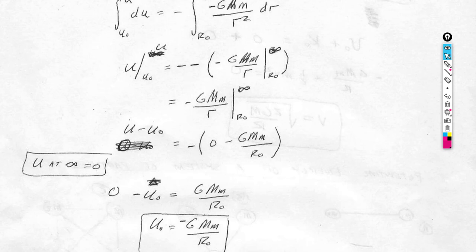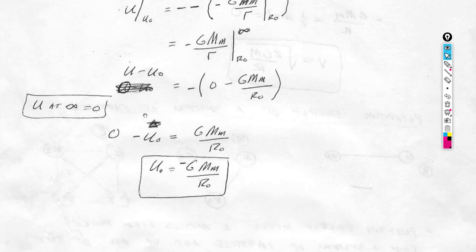Negative G m over r, infinity, r initial. And when you plug that in, you get negative G M m over r equals U minus U0. But U final is 0 at infinity. That's the important thing here: at infinity, the potential energy is 0, and the kinetic energy, if we're taking an object out there, is also 0.